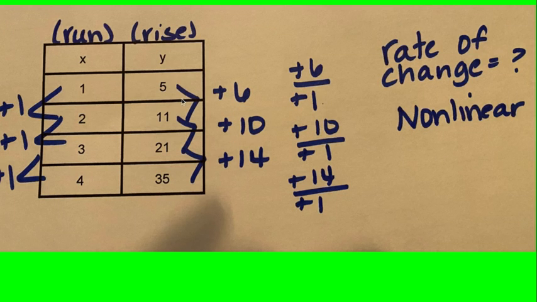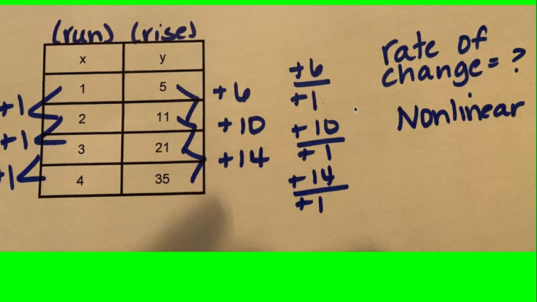Now, on this one, again, I took my table, labeled my x column my run, my y column my rise. Start with the y's because we do the rise in the numerator. From 5 to 11, I increase by 6. From 11 to 21, I increase by 10. From 21 to 35, I increase by 14. Come over to the left side. From 1 to 2, I increase by 1. From 2 to 3, I increase by 1. From 3 to 4, I increase by 1.